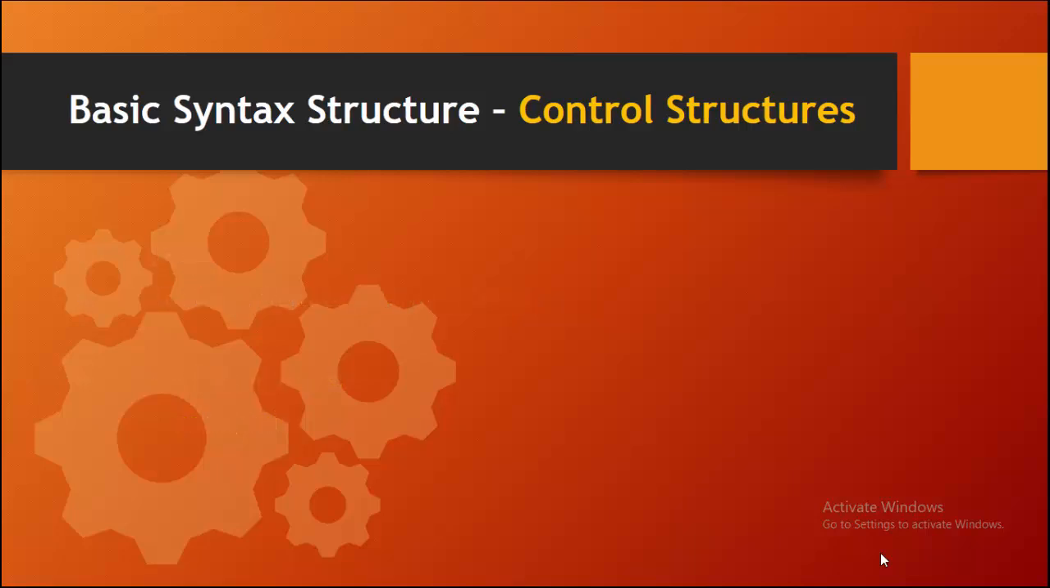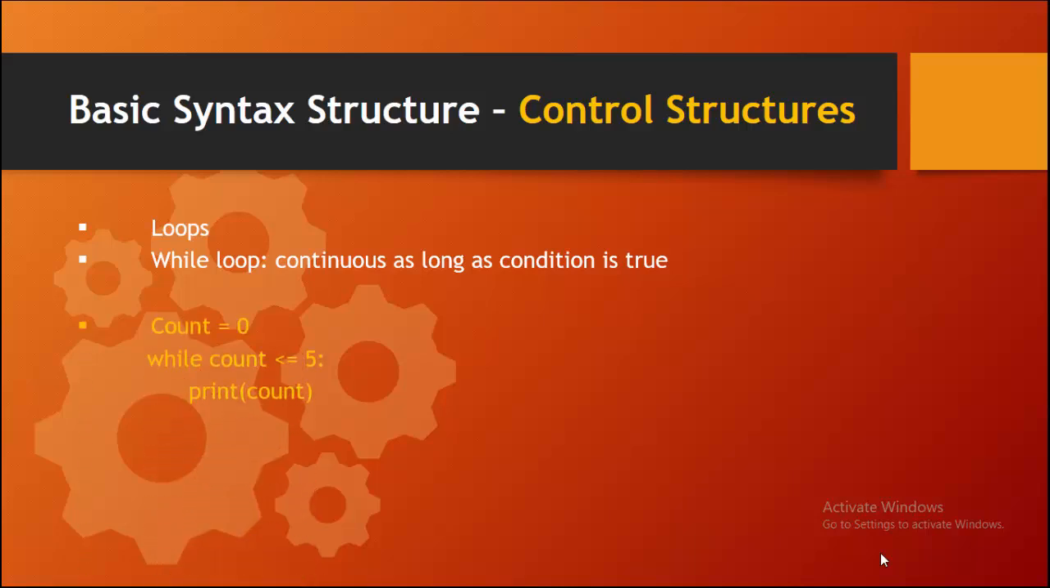While loop, continues as long as a condition is true. For example, count equals 0, while count is less than 5, print count, and then count plus equals 1, which means increase count by one in the loop, one after the other. Control structures are essential for making decisions and repeating actions in your code.